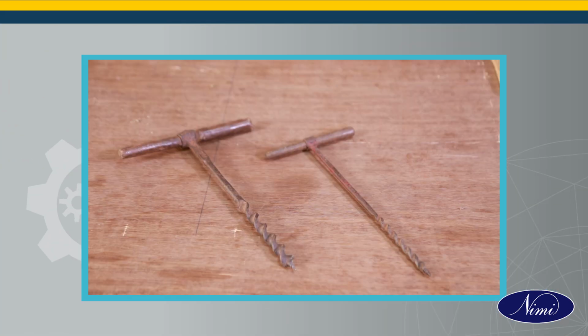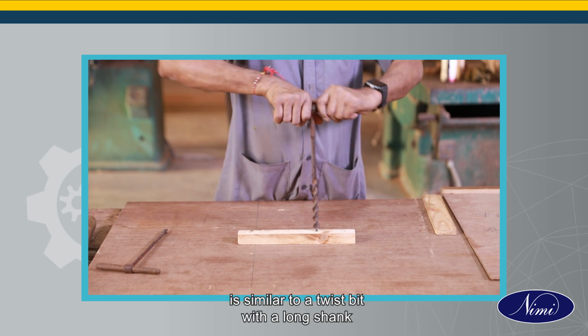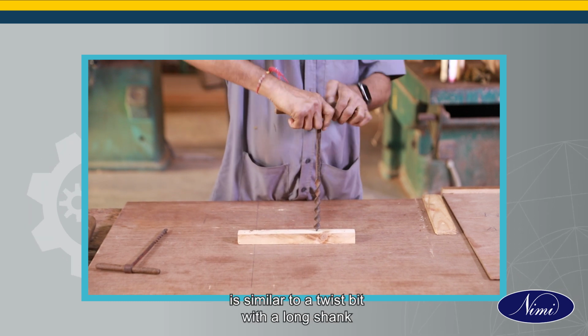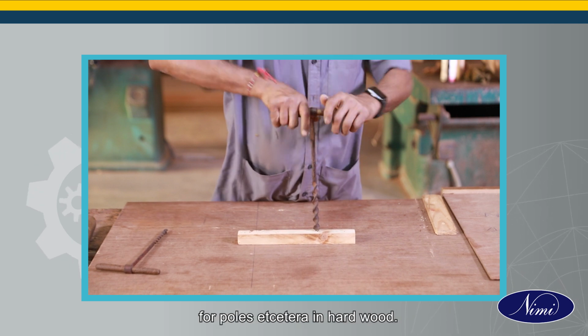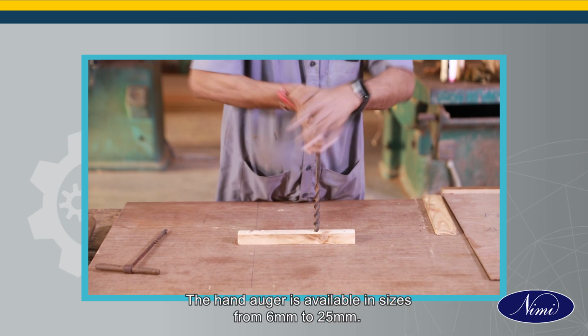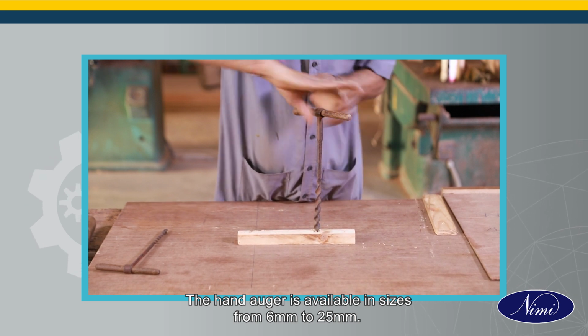Let's start. A hand auger with a twisted shank and threaded point is similar to a twist bit with a long shank and used for boring large deep holes for poles, etc. in hardwood. The hand auger is available in sizes from 6 mm to 25 mm.